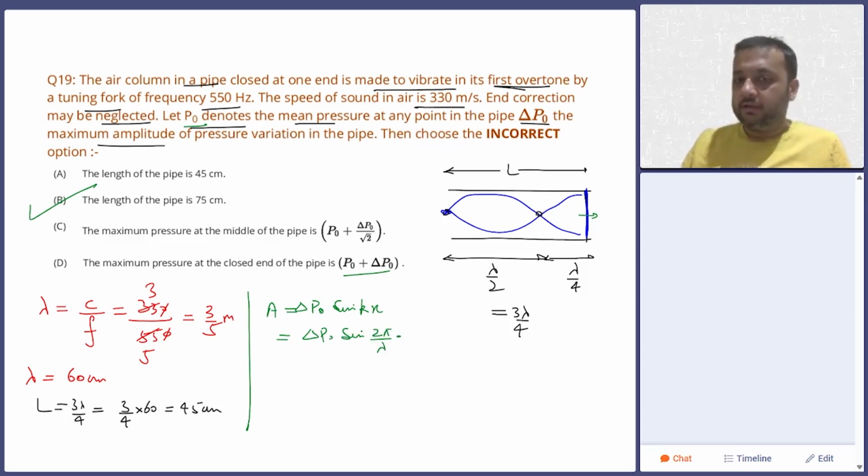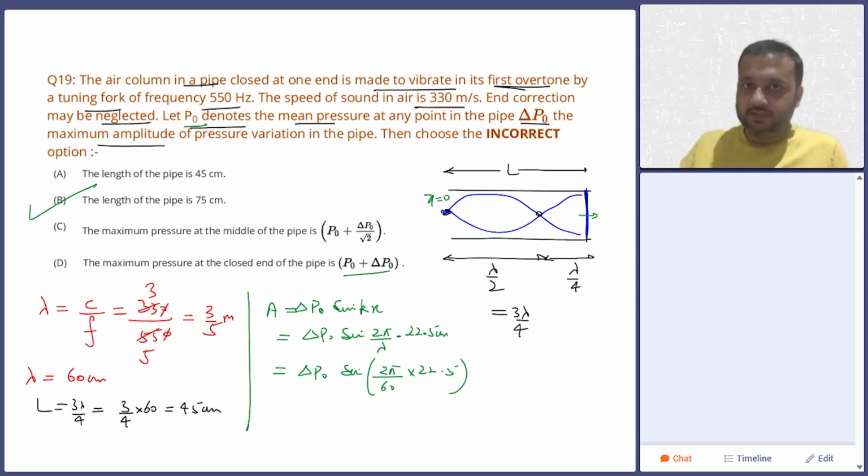And you have to find the value of pressure at what point? At the middle. I'm calling this x equals 0, so you have to find the pressure at x equals 22.5 centimeters. Middle means the total length was 45, so 22.5 centimeters. And lambda is 60 centimeters. So if you put the values, delta P naught into sine of 2 pi by 60 into 22.5. So how much does this become?